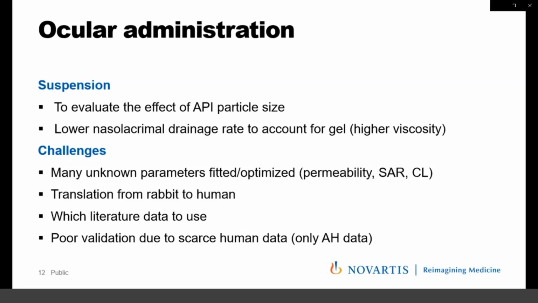rate. During the development of the model, we encountered numerous challenges. Many parameters of the model were unknown and had to be fitted or optimized. Also, we developed the model on rabbit in vivo data and made predictions for humans. As mentioned before, we had to decide which specific literature data to use, as there were significant differences between the reported in vivo concentrations in different studies. And in the end, the only validation of the human model were the aqueous humor data from our in vivo study.